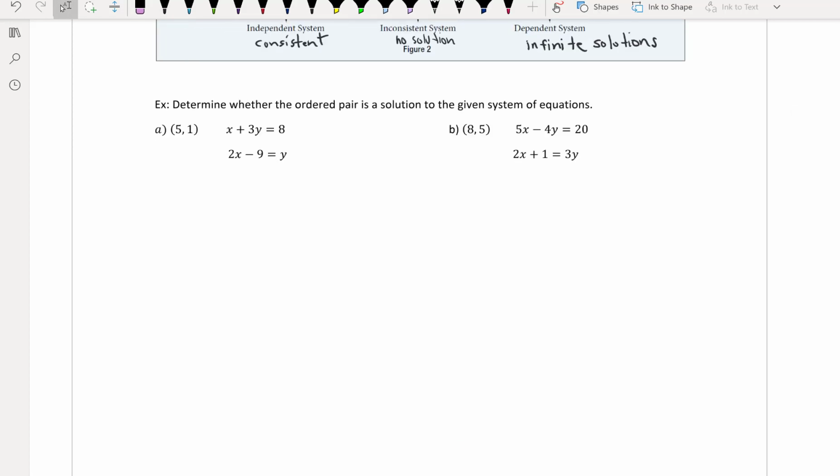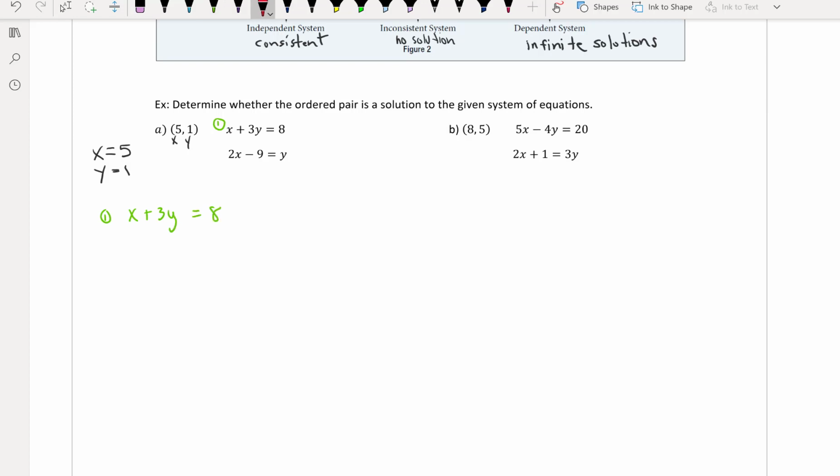So let's start off by determining whether the ordered pair is a solution to the given system of equations. We want to know whether or not this ordered pair 5, 1 is a solution to the system, which means that we're just going to plug in that ordered pair, that x and y value, into both equations and see if we come out with a true or false statement. So we know that x is equal to 5 and y is equal to 1 for our ordered pair. For our first equation, we have x plus 3y is equal to 8.